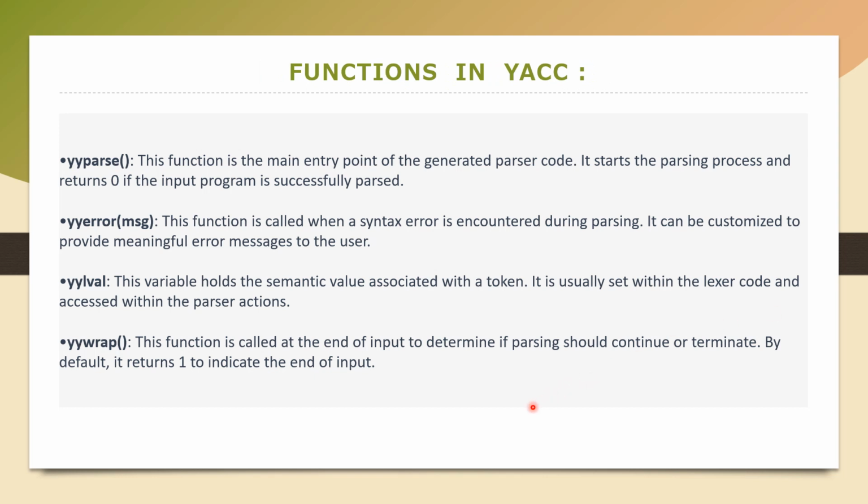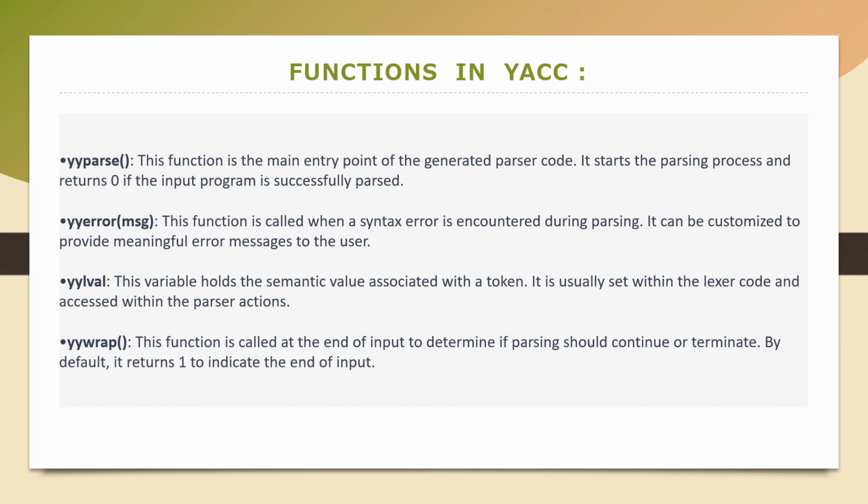Functions in a Yacc program. yyparse: this function is the main entry point of the generated parser code. It starts the parsing process and returns 0 if the input program is successfully parsed. yyerror: this function is called when a syntax error is encountered during parsing. It can be customized to provide meaningful error messages to the user.